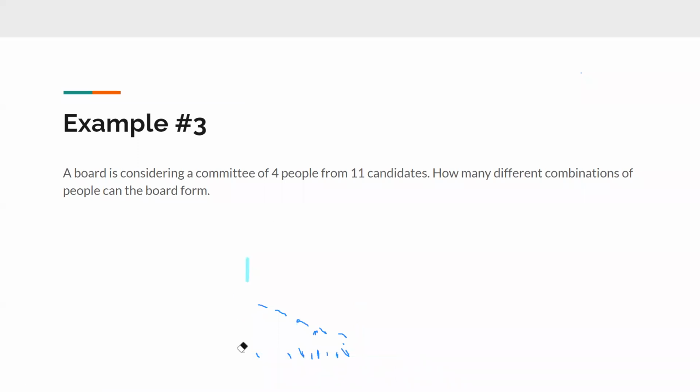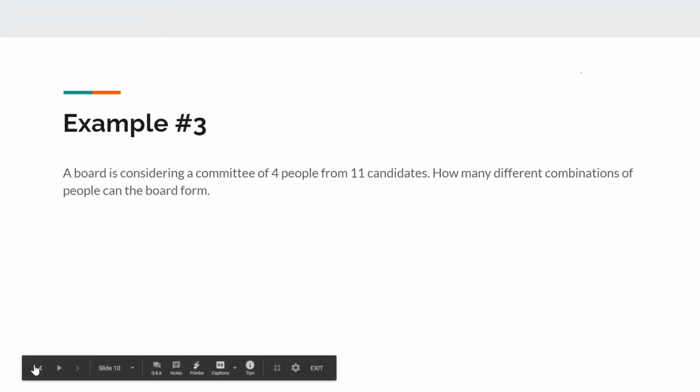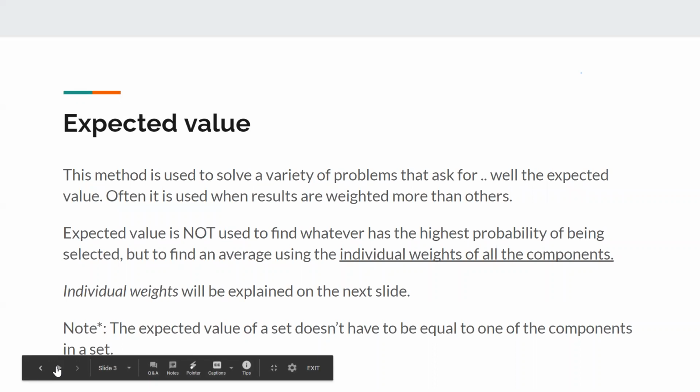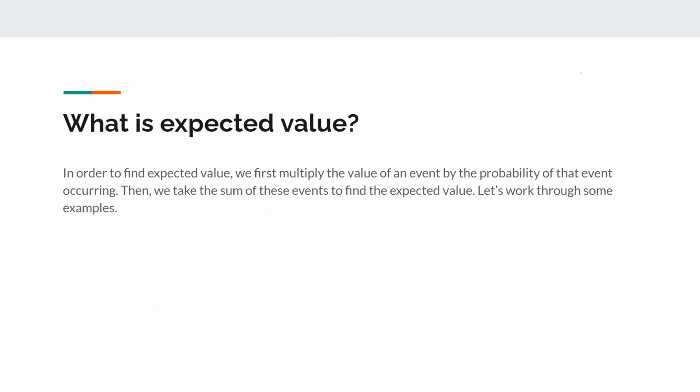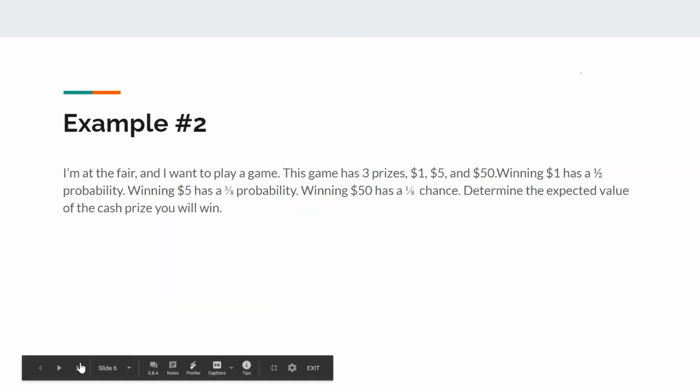Okay, first thing I want to tell you guys, expected value. Let's review that really quickly before this ends. Expected value, how do you calculate? It's kind of like the average. You kind of find the average using individual weights, all right? I would like you to take notes. In order to find expected value, we first multiply the value of an event by the probability of that event occurring. Then we take the sum of these events to find the expected value. And then we work through two examples on that, right?